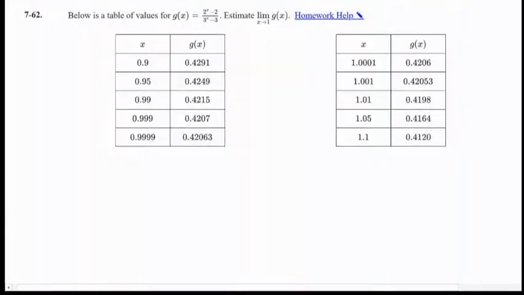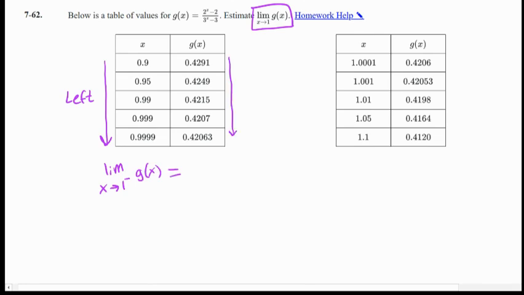Here we have a table of values for g of x. When we plug in all these x values, we're trying to estimate the limit as x approaches 1. What I can see here is that I'm using x values less than 1, so I'm approaching this x value of 1 from the left side, which means the limit as x approaches 1 from the left of g of x is equal to whatever this y value is approaching here. And it's not super clear exactly what it's approaching.